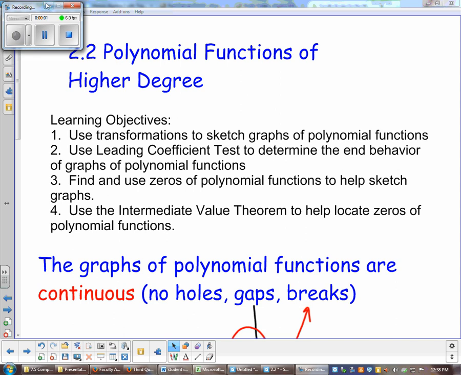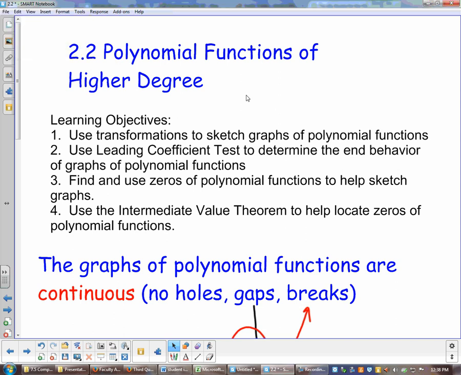All right, so we are looking at section 2.2, polynomial functions of higher degree.